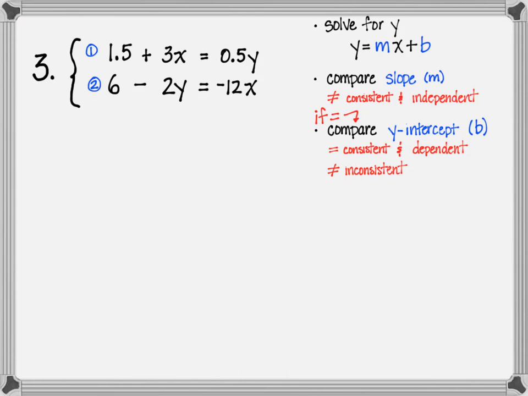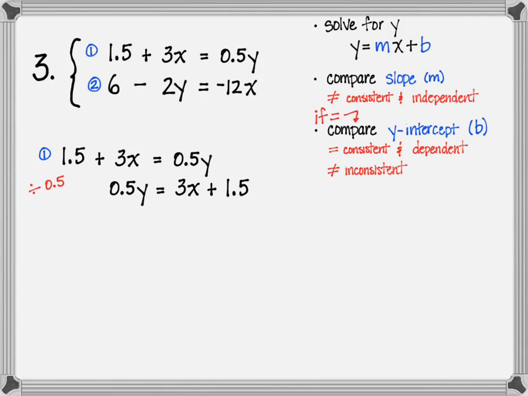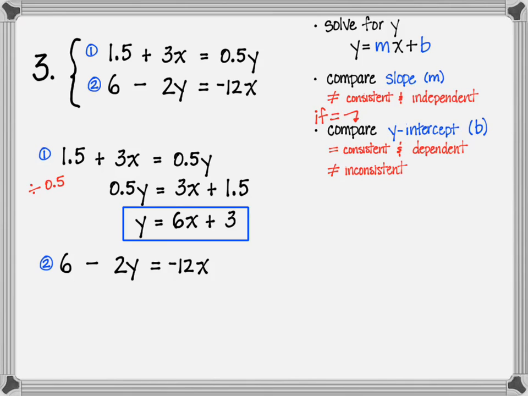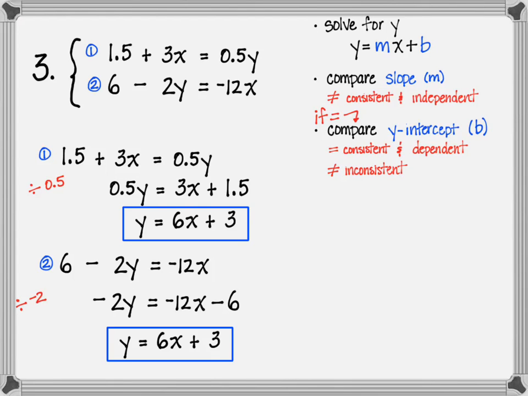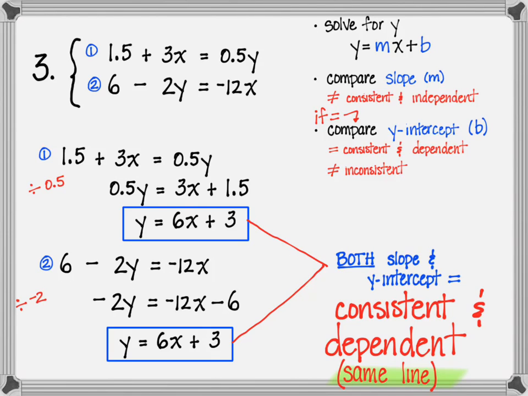With system 3, we solve the first equation. Remember that dividing by 0.5 is dividing by 1/2, which is the same as multiplying by 2. So we get y equals 6x plus 3. When we solve for y in the second equation, we get the exact same equation. So therefore, both the slope and the y-intercepts are equal. It's consistent and dependent. It's the same line.